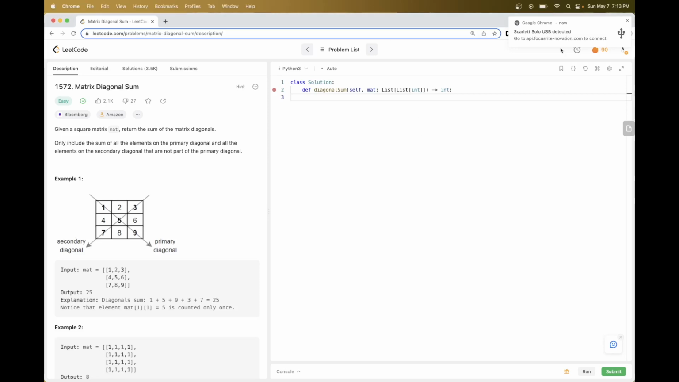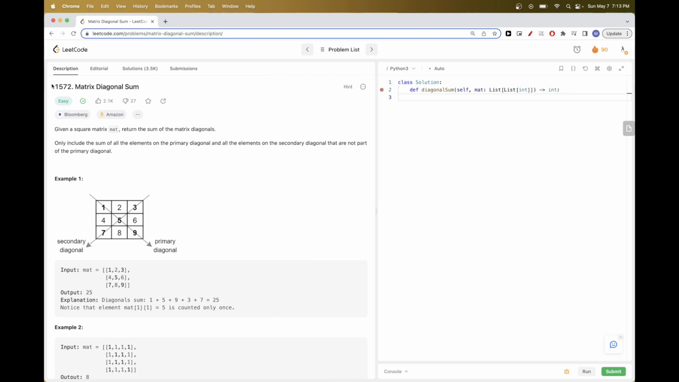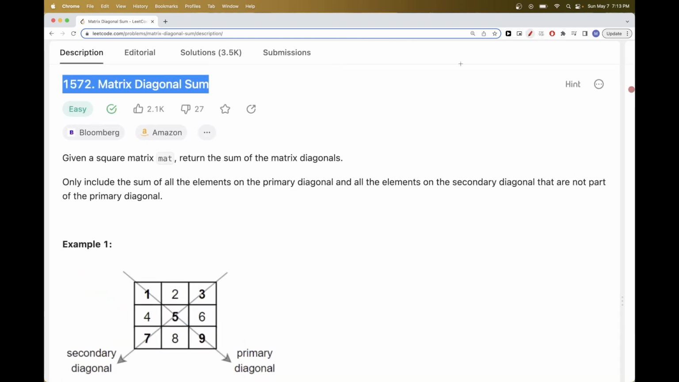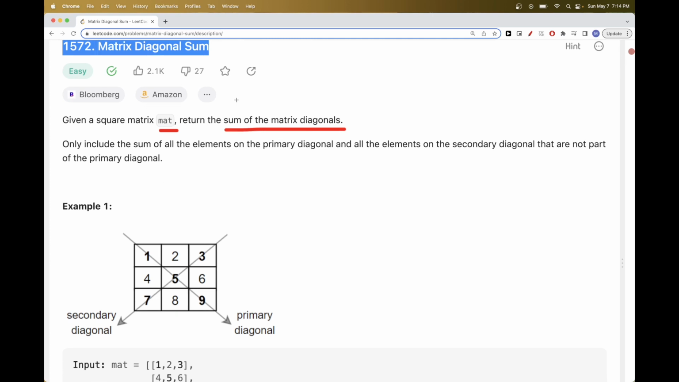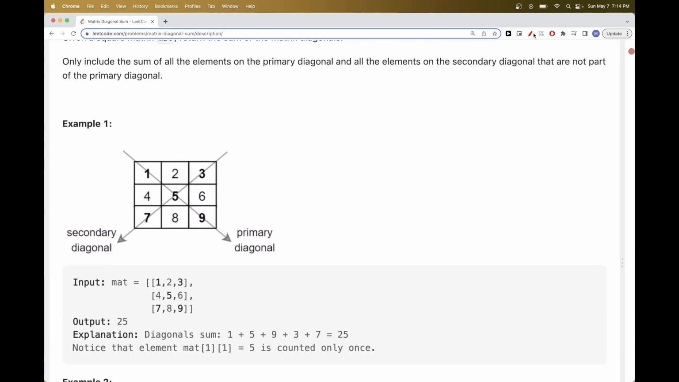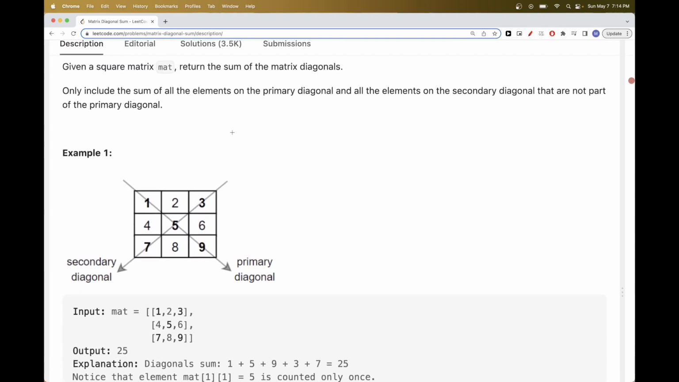Hello, so today we are going to continue on this Leetcode problem, which is part of the Leetcode Daily Challenge, Matrix Diagonal Sum. With this problem, we have a matrix, and we want to return the sum of the matrix diagonals. Basically, what they mean by diagonals, plural here, is both the primary diagonal and the other side, which is the secondary diagonal. So this one and this one. And we want to return just the sum of the elements.